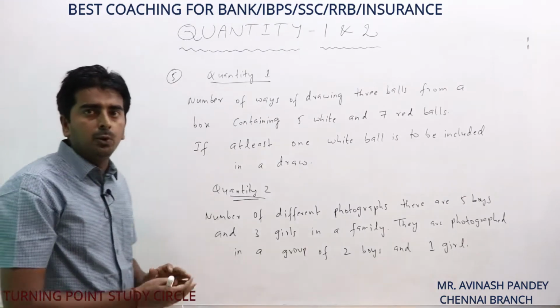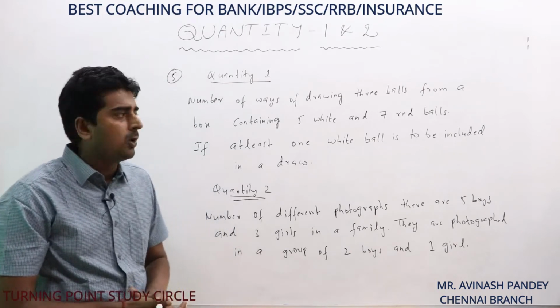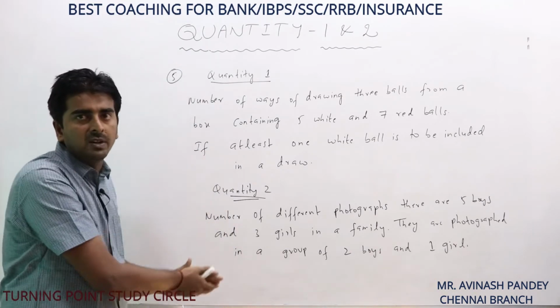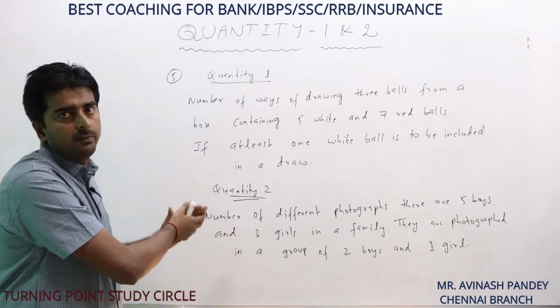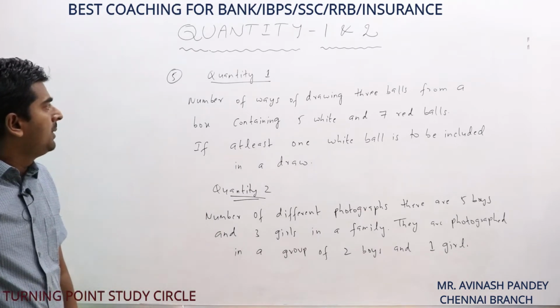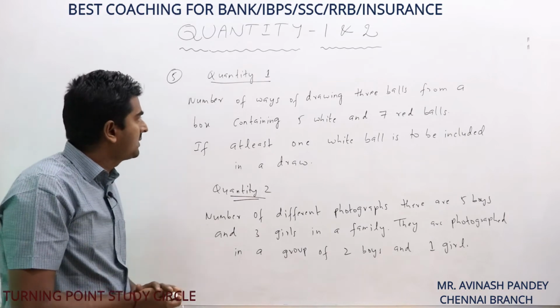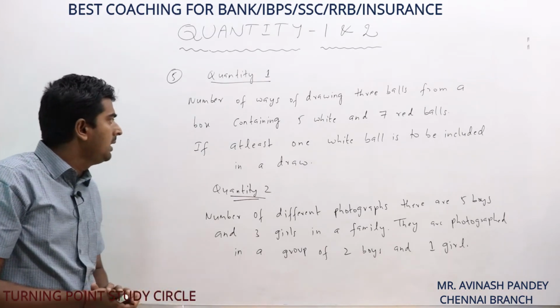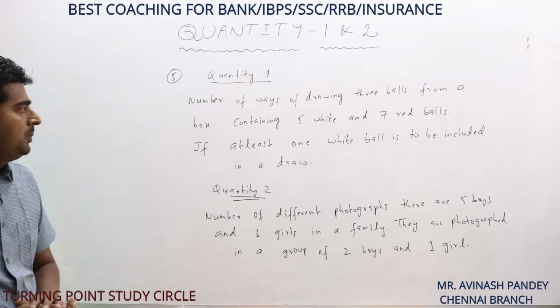So now we'll see the fifth question, right? I hope you are clear with all the 4 problems. This is coming into the permutation combination chapter. Again, it's a different question, a very important question, right? So quantity 1, what they have given you: the number of ways of drawing 3 balls from a box containing 5 white and 7 red balls, if at least 1 white ball is to be included in a draw.